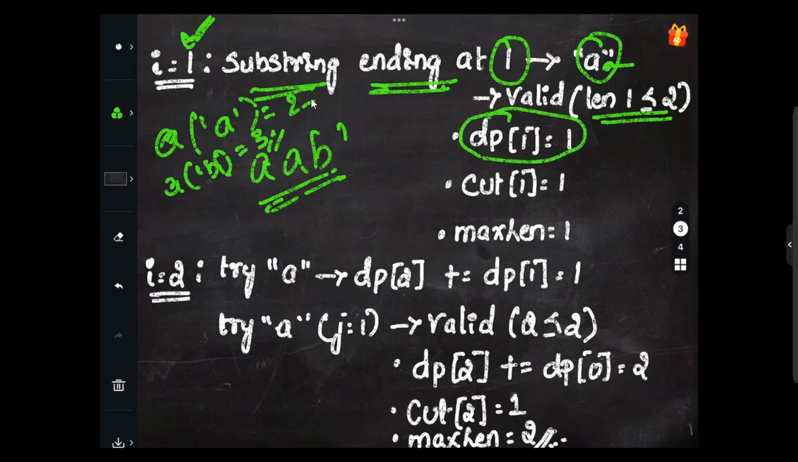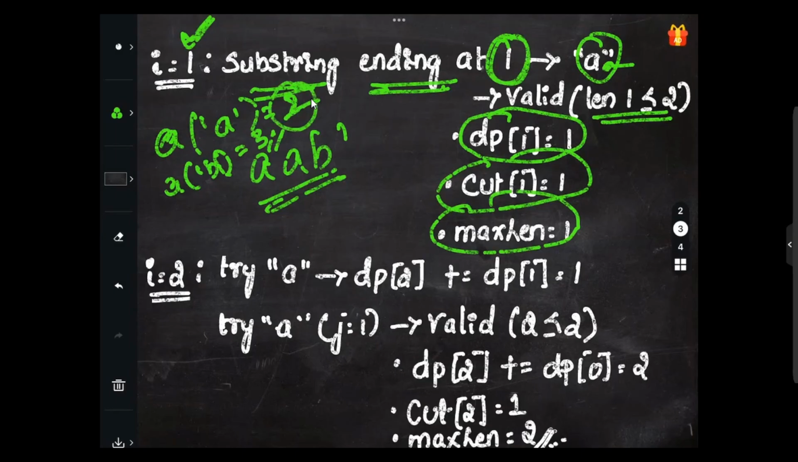Cut, we will be considering this one: cut of 1 is also 1 initially, and max length will remain the same, that is also 1, because initially we are considering the substring ending at 1, which is nothing but a, right? So a of a we have been given 2, and a of b we have been given 3. So this is fine. Cut, dp as well as the max length, these three remain 1, because the substring ending at 1 is nothing but a. So length 1 is less than or equal to 2. Yes, this 2 we are considering here, right?